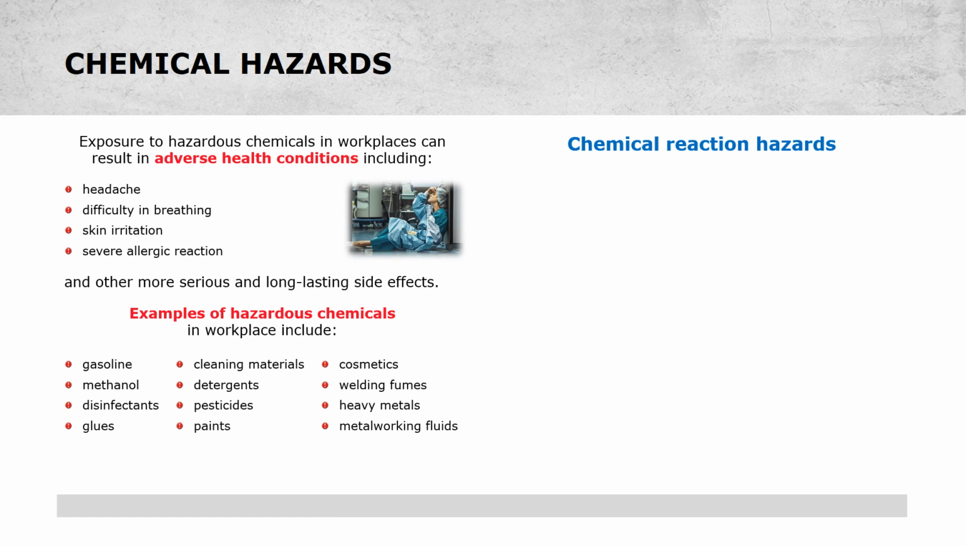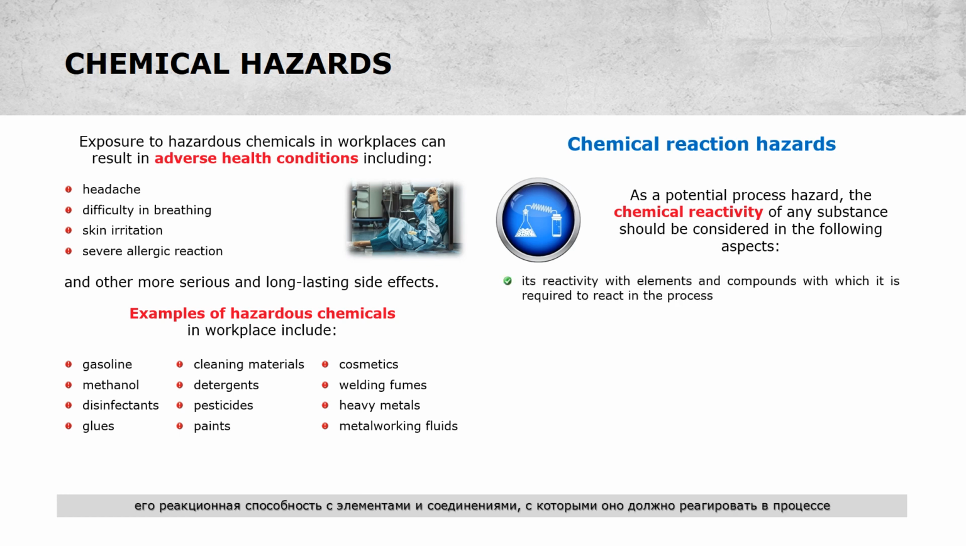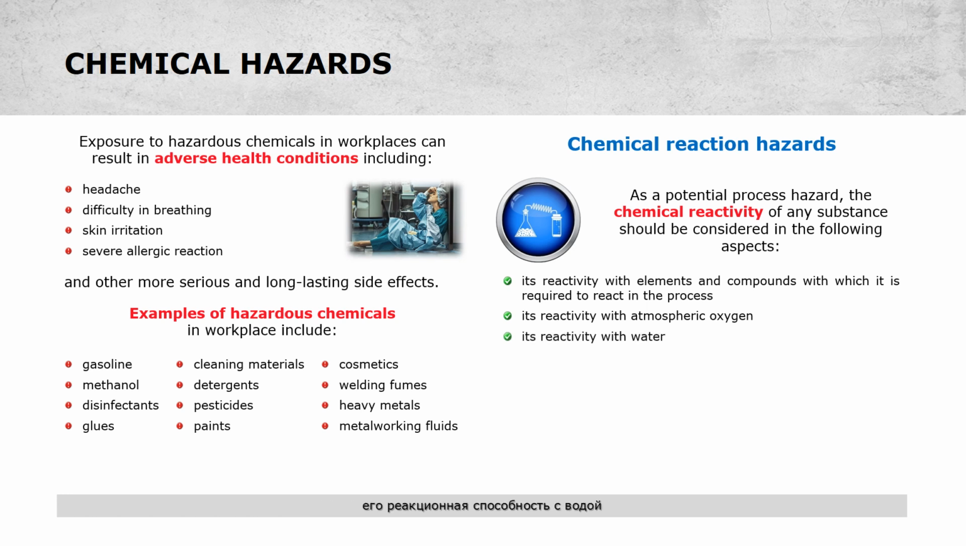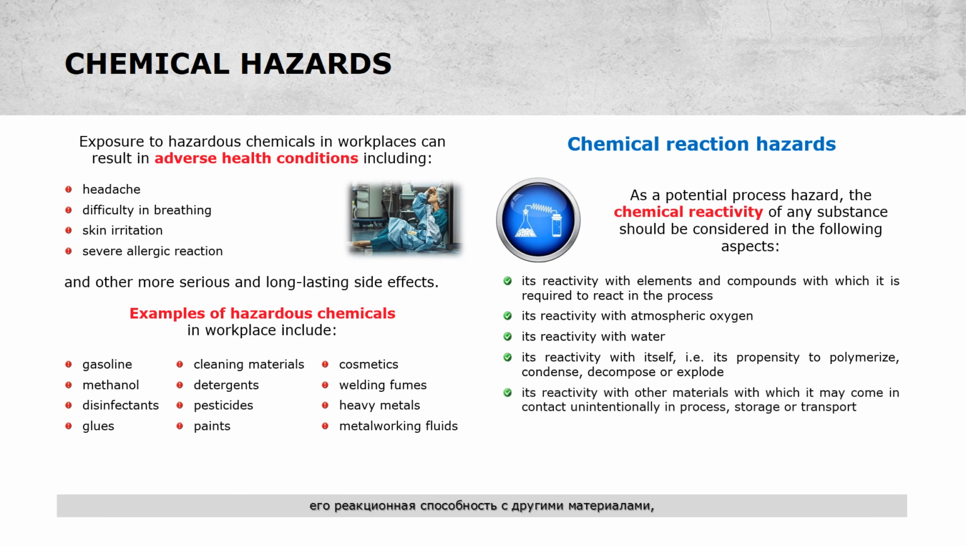hazards. As a potential process hazard, the chemical reactivity of any substance should be considered in the following aspects. Its reactivity with elements and compounds with which it is required to react in the process. Its reactivity with atmospheric oxygen. Its reactivity with water. Its reactivity with itself, namely its propensity to polymerize, condense, decompose or explode. Its reactivity with other materials with which it may come in contact unintentionally in process, storage or transport. Its reactivity with materials of construction, namely its corrosivity.